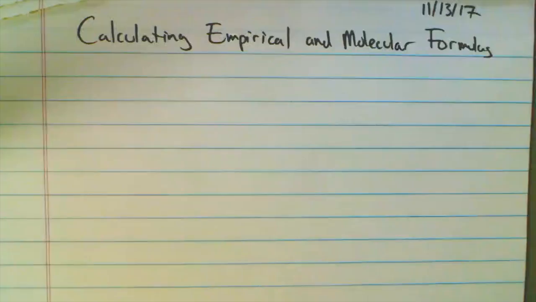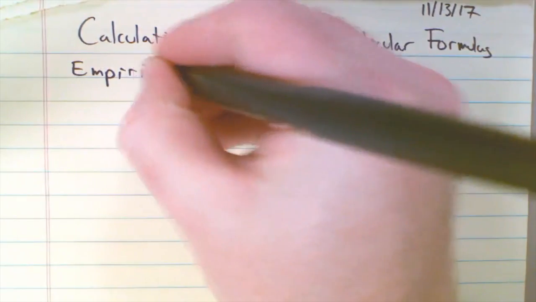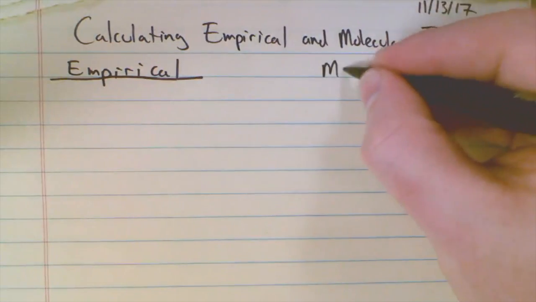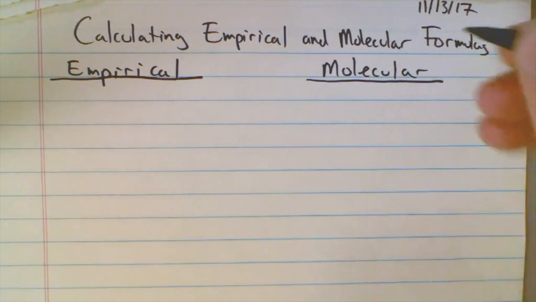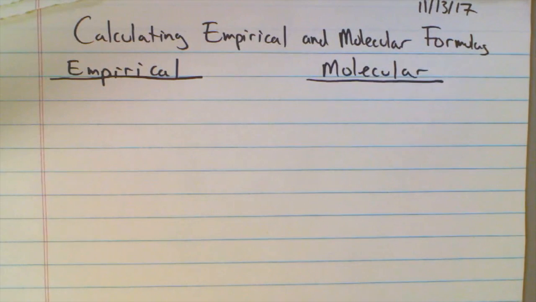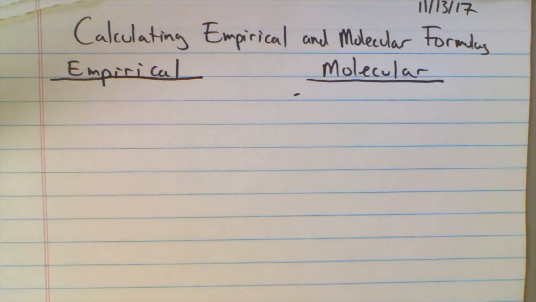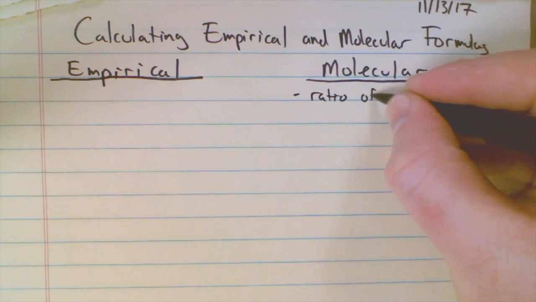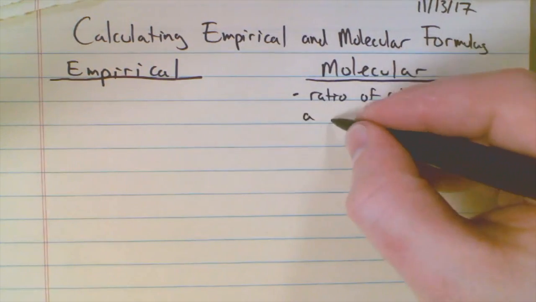All right, so let's go over what the difference between empirical and molecular is first. What molecular is, it's the ratio of atoms in a molecule.